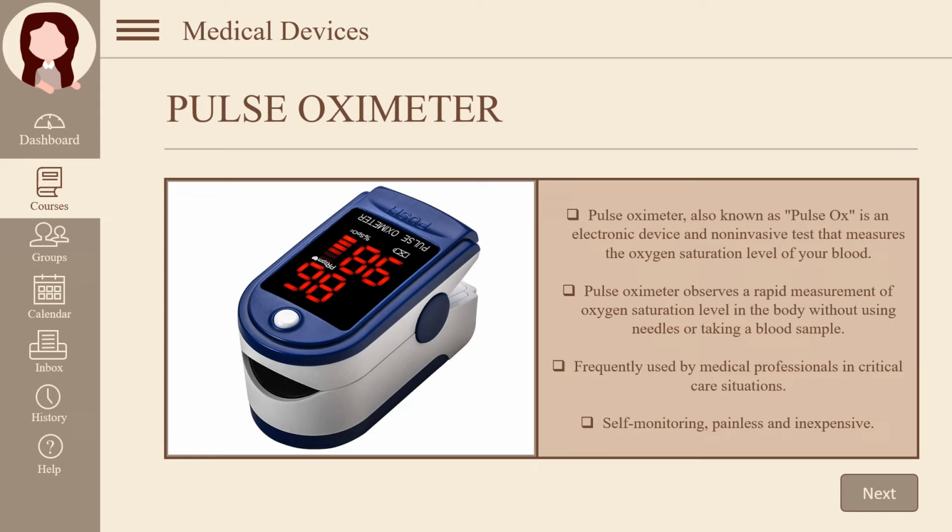These levels indicate how well blood carries oxygen to the parts of the body farthest from the heart, such as the arms and legs. A pulse oximeter provides a rapid measurement of oxygen saturation level in the body without using needles or taking a blood sample. They are frequently used by medical professionals in critical care situations such as emergency departments and hospitals. In the office, some clinicians, such as pulmonologists, may use them. Lastly, it is self-monitoring, painless, inexpensive, and easy to use, which explains its common use in home care.